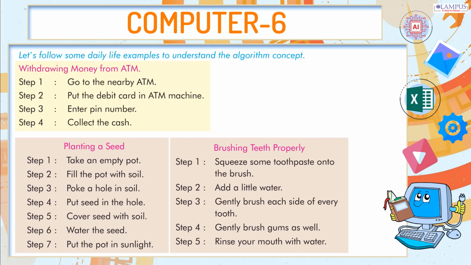Brushing teeth properly. Step 1. Squeeze some toothpaste onto the brush. Step 2. Add a little water. Step 3. Gently brush each side of every tooth. Step 4. Gently brush gums as well. Step 5. Rinse your mouth with water.